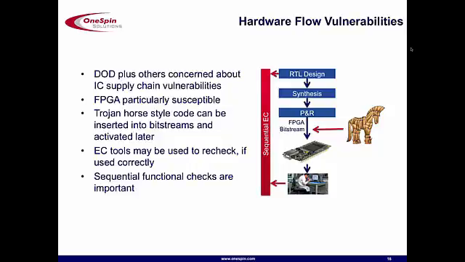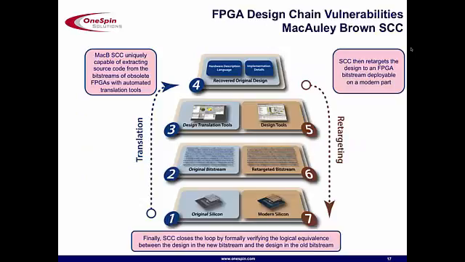FPGA design, of course, is particularly susceptible because it's possible to get at the bit stream of the FPGA and insert something into the bit stream, after place and route, which can cause a problem. And equivalency checking, of course, particularly sequential equivalency checking, can be used to make sure that functionality has not been inserted, which will cause this kind of problem.